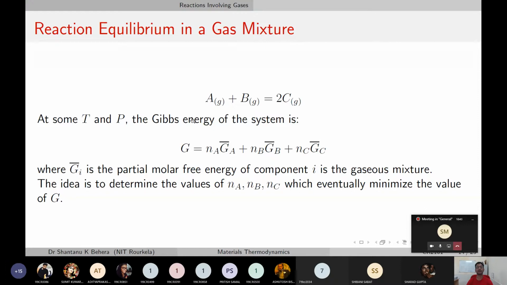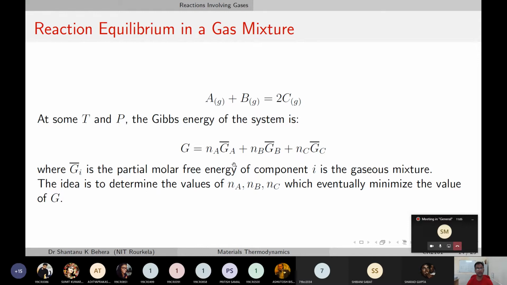Total energy of the system, total Gibbs energy of the system. How do you do that? It's simple. Say Na is the number of moles of gas A that's available in the system at some instance that you're interested in, Nb is the number of moles of B gas available, and Nc is the number of moles of the C gas available in the system.